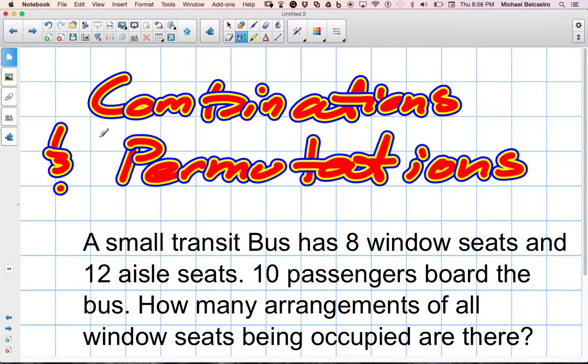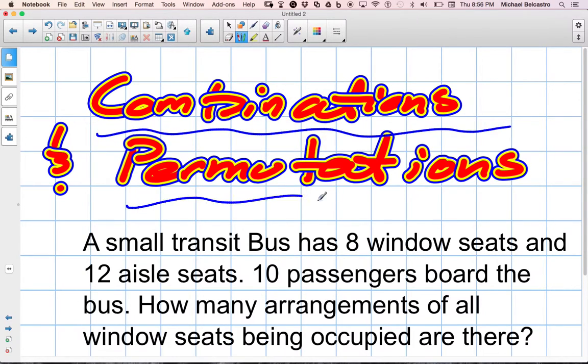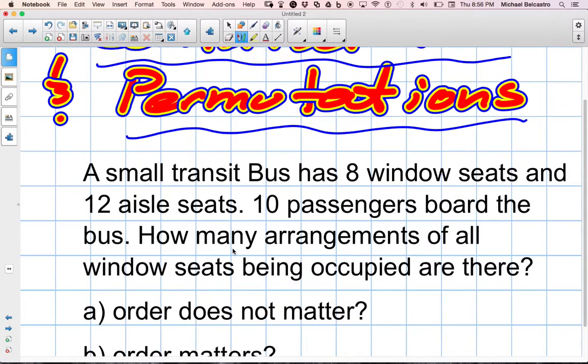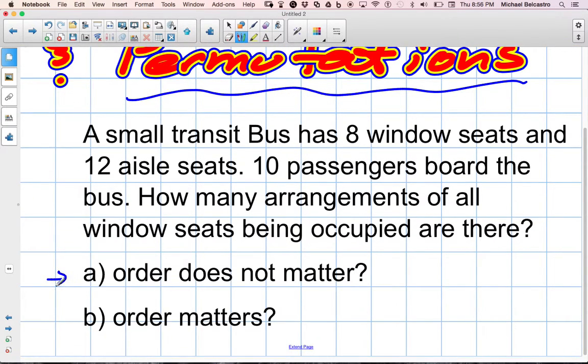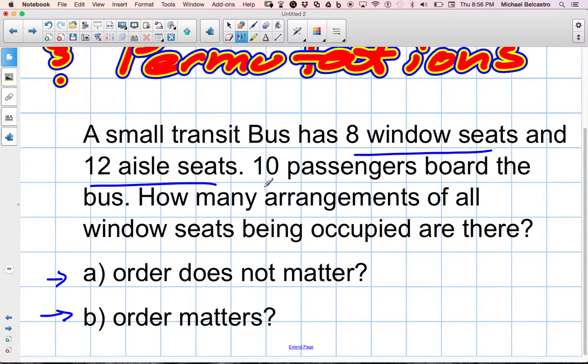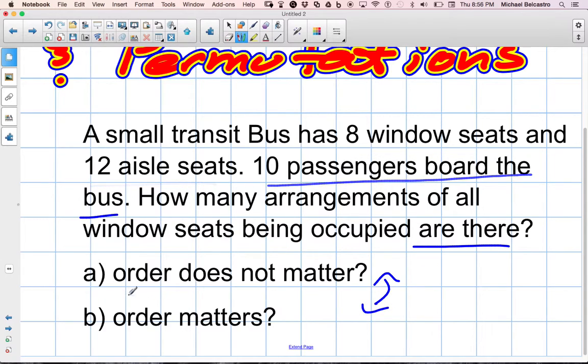Okay. This question deals with combinations and permutations, so we'll read through it, pick out the important stuff, and go through both the A and B part. A small transit bus has 8 window seats, 12 aisle seats. 10 passengers board the bus. How many arrangements of all window seats being occupied are there? And then there are 2 different options, if order doesn't matter and if the order does matter.